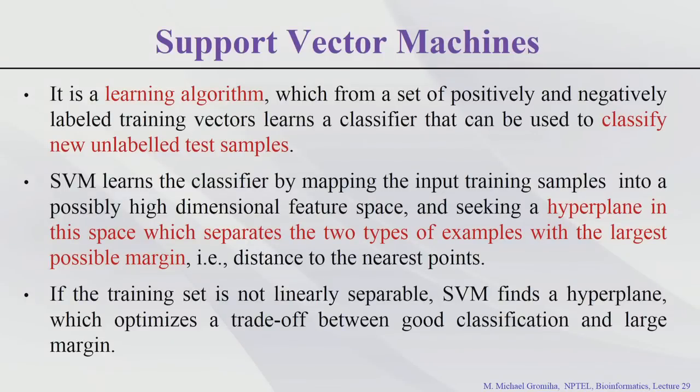This is another one called support vector machines. I will give you the details with the equations in the next class. It is also a very popular, widely used algorithm. It is a kind of learning algorithm which has 2 sets of values, for example positive and negative labeled vectors. They can classify these positives and negatives, and using this information they can classify the unlabeled test samples. The SVM learns a classifier by mapping the input training samples into a possibly high dimensional feature space and seeks a hyperplane which will separate the 2 examples, whether positive or negative.